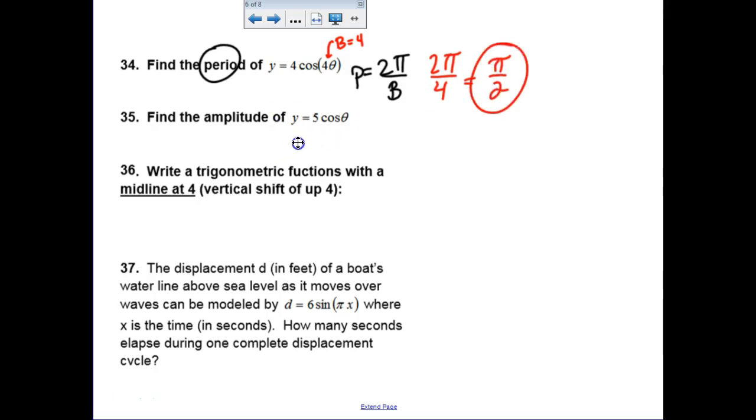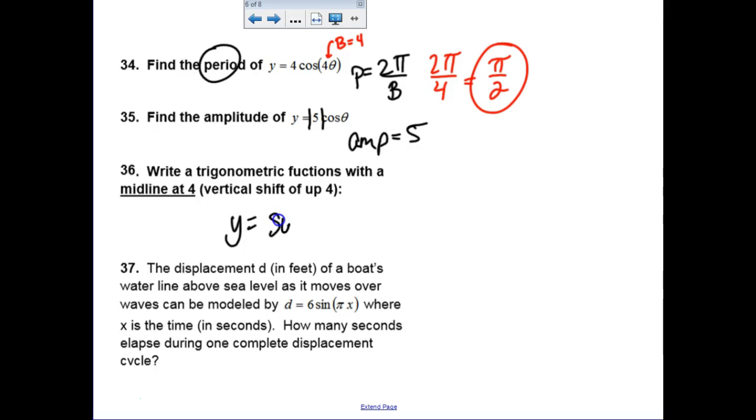Find the amplitude. So amplitude is the absolute value of the number that's in front of your cosine or sine function. So the amplitude is 5. And then just what you're going to do on the test is you're going to choose which one has a vertical shift of 4 or -5 or whatever we ask. So here you're just going to write an example. So we have a lot of options.